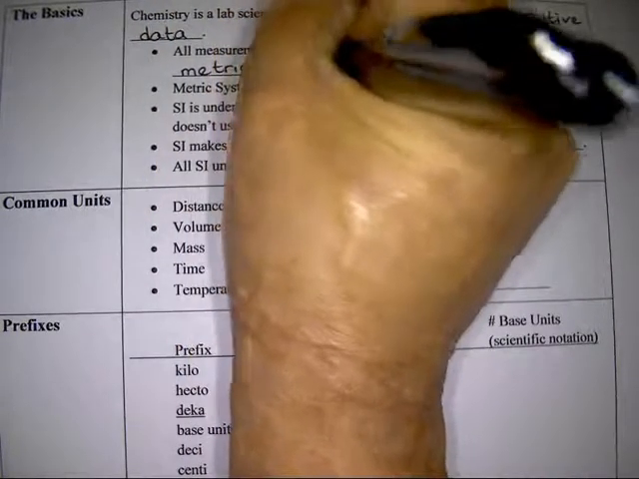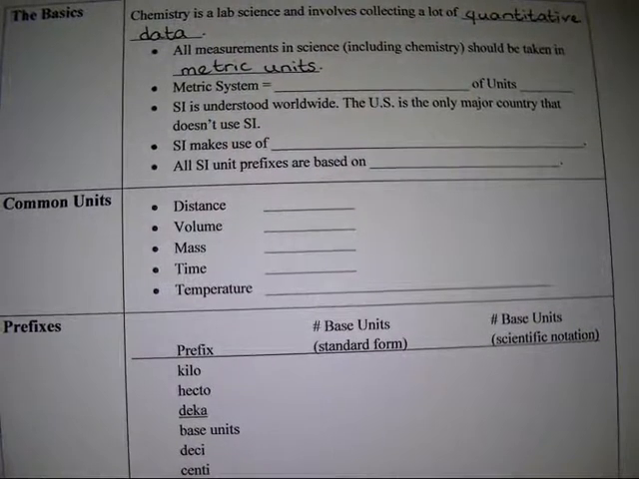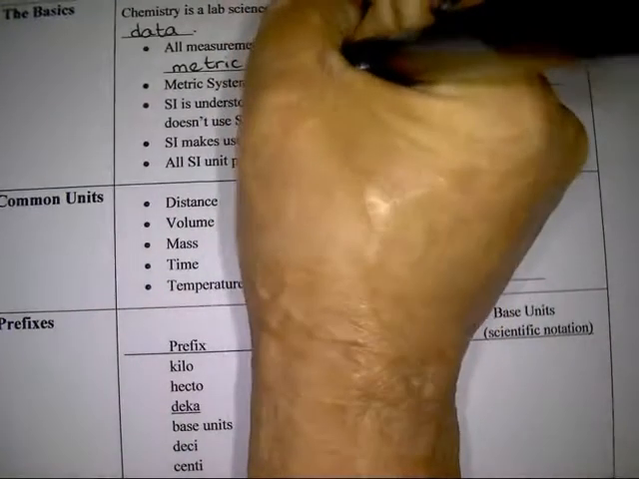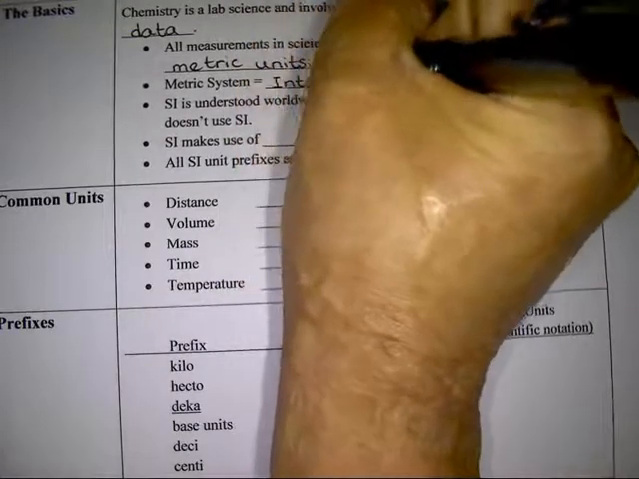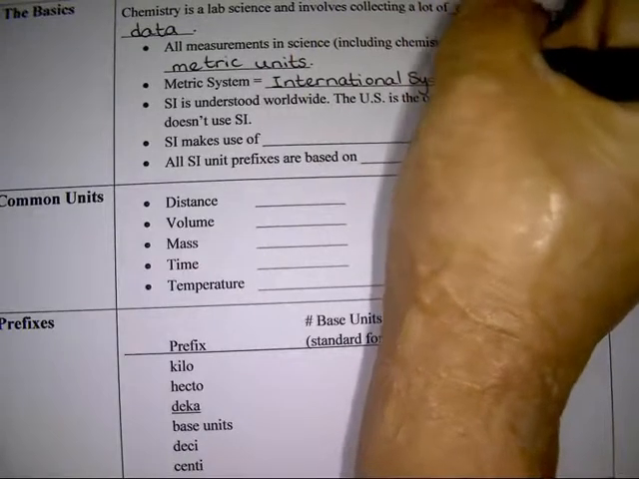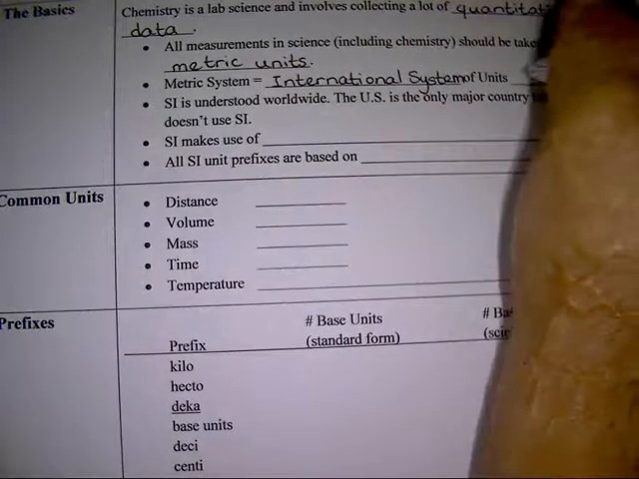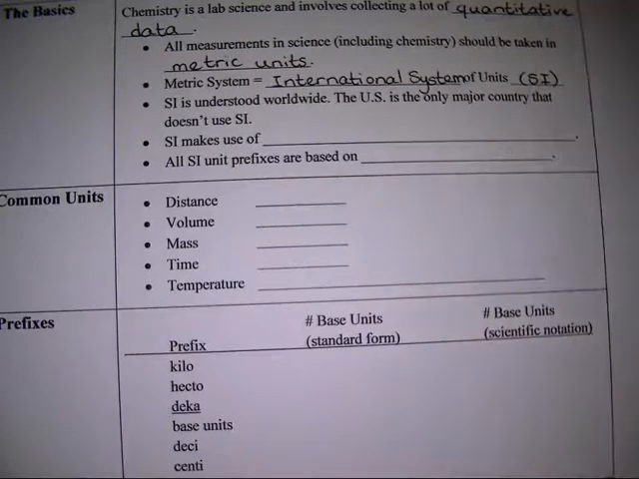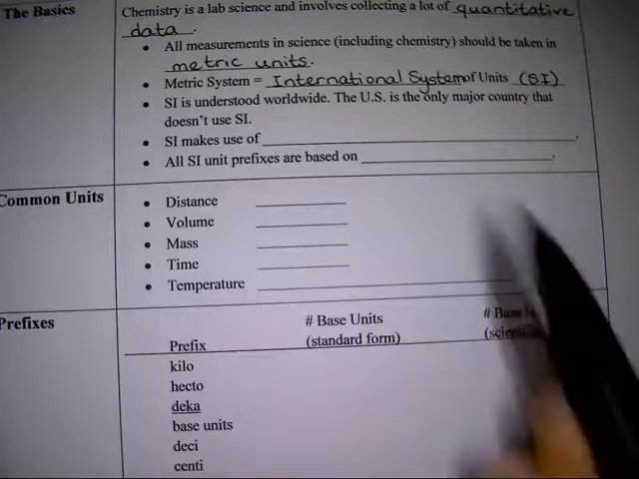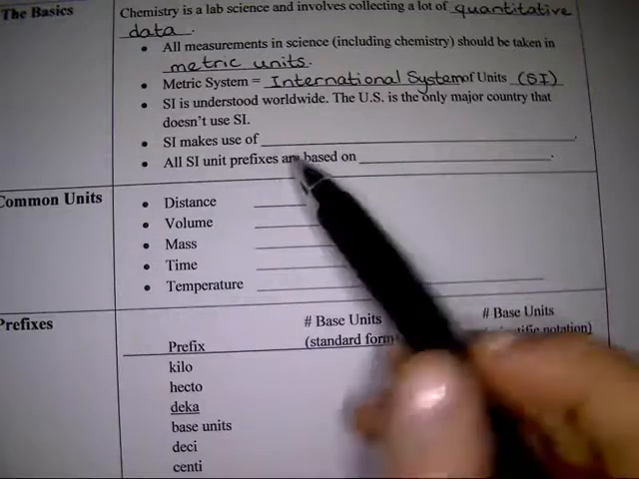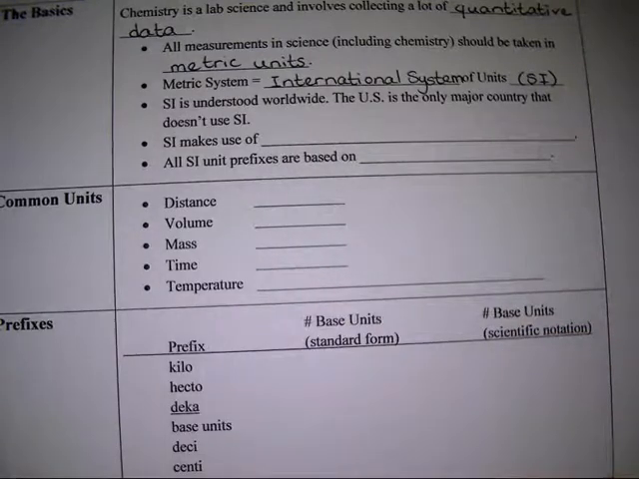Now, most of you have heard of or have learned about metric units before. Metric system is the international system. Okay, that's what it is known as generally. Now, it is also known as the SI. Okay, this comes from the French name. Basically, in French, it is known as Système International. Okay, so international system of units. So what this means is SI is understood worldwide.